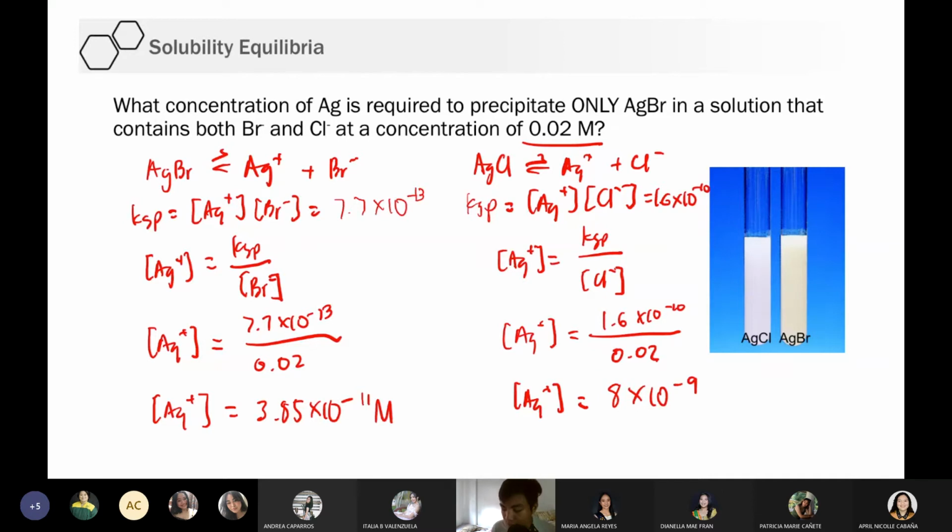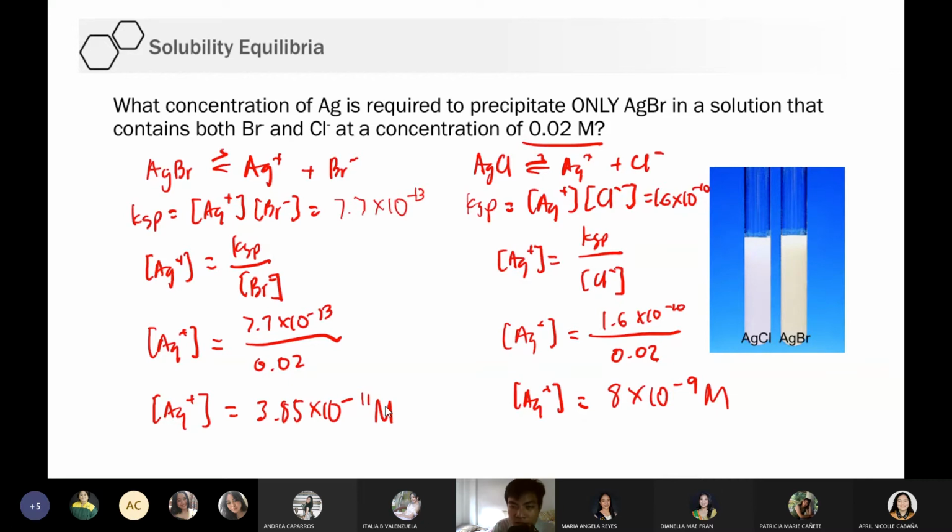Okay? So sabi natin, para mabuo yung AgBr, the concentration of silver must be greater than this. No? Greater than this para mabuo to. And yung AgCl, para mabuo yan, the concentration of silver must be greater than this, 8 times 10 raised to negative 9. So, ibig sabihin, sino yung unang mape-precipitate? Ang unang mape-precipitate ay yung AgBr kasi onti lang yung Ag na kailangan niya. Then, yung last na mape-precipitate ay yung AgCl kasi medyo marami yung kailangan niya.